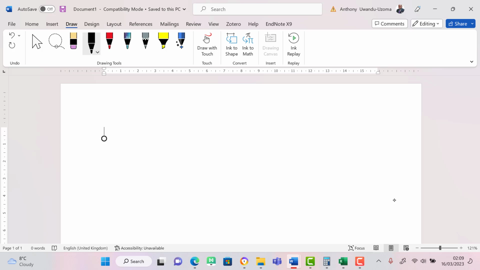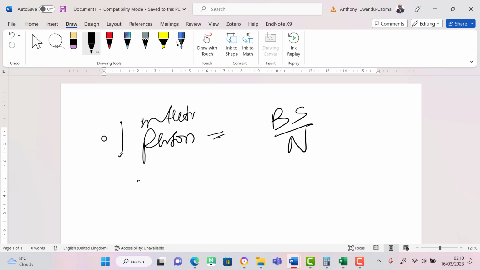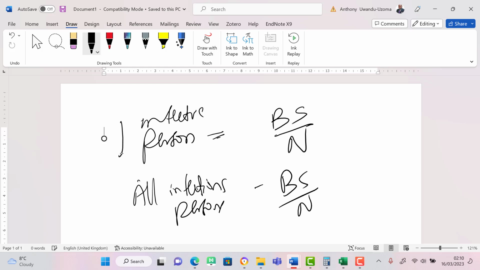Let me revise what we did before, just to do a recall. I said for one person who is infected, to calculate the number of persons that they infect, we have this formula: B S over N. That's for one person. But if you want to know how many people all the infected persons can infect, it is B S over N times I.